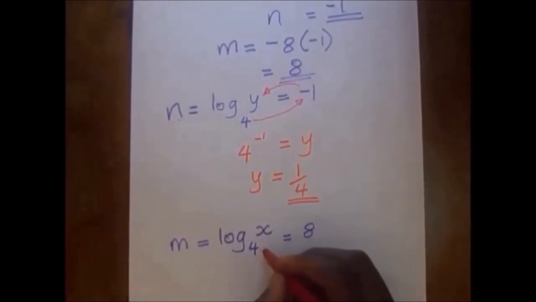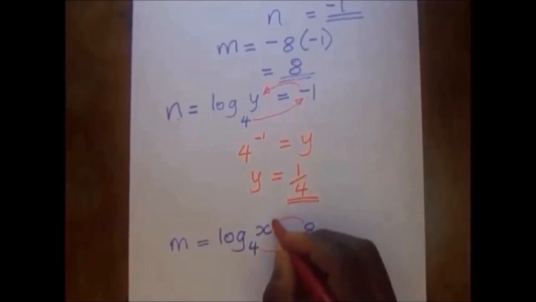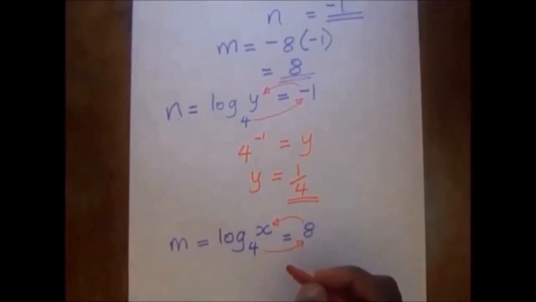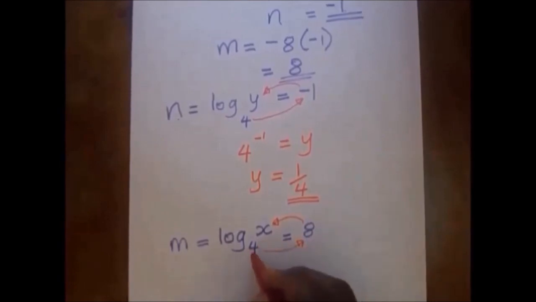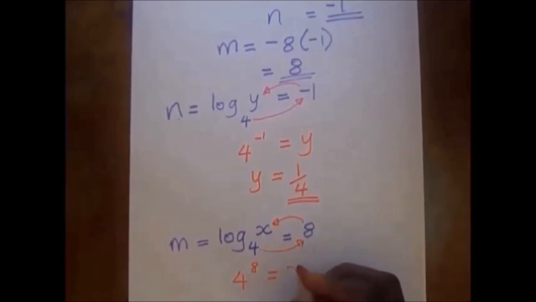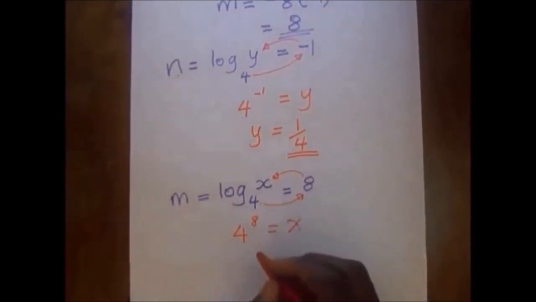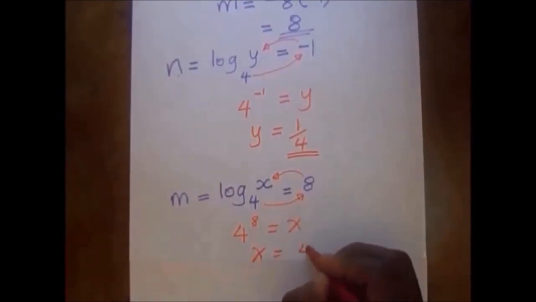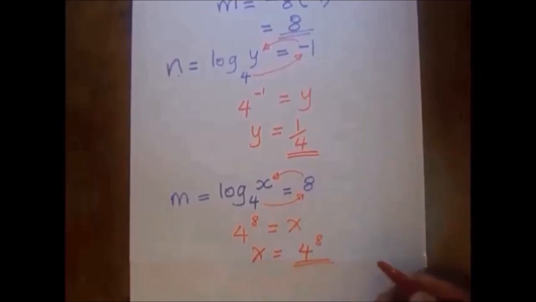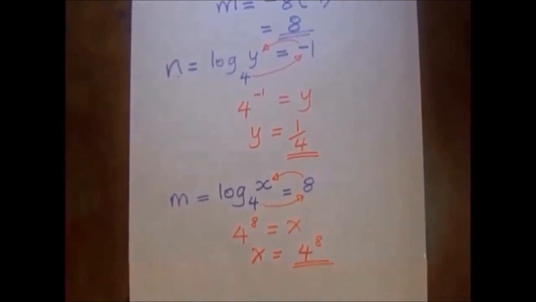So it's going to become 4 to the power 8 is equal to x. Just like the way we were doing in our previous videos when we were exploring the law of indices. So this is going to become 4 to the power 8 is going to be equal to x. And I think that's the answer. So our value of x is 4 to the power 8, and our value of y is a quarter.